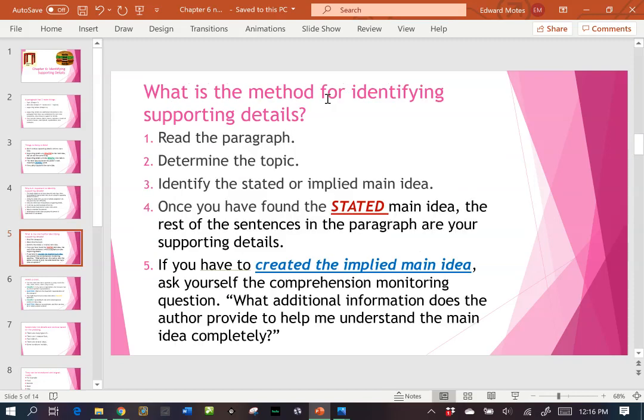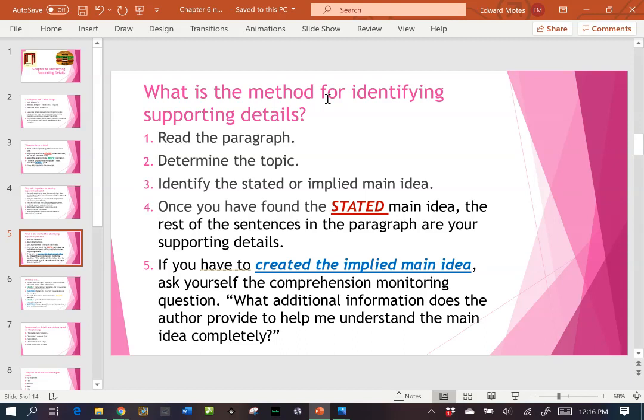So, what is the method for identifying supporting details? First, like every other chapter we've talked about, you're going to read the paragraph first. You're going to determine the topic. You're going to identify if you have a stated or an implied main idea in that paragraph. If you have a stated main idea, which means you have an actual sentence in that paragraph, you're going to identify it as the stated main idea. All the rest of the sentences in that paragraph are your supporting points.